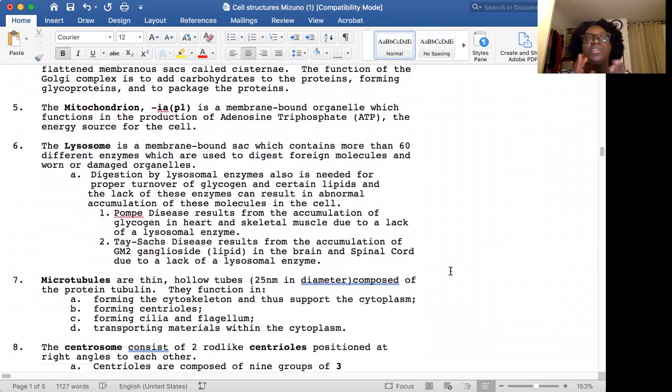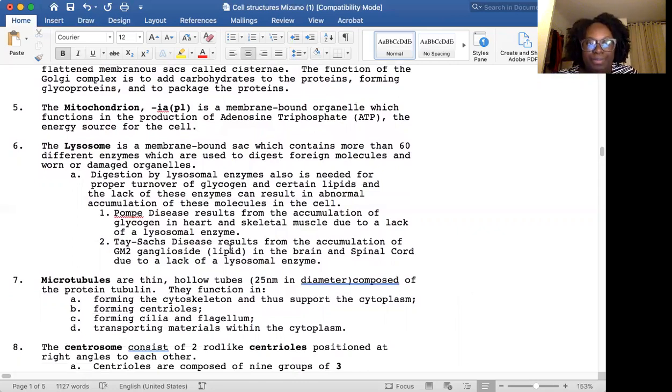Okay, lysosome. I've learned in the past that the lysosome has digestive enzymes that break things down, and it's basically the cleaning center of the cell. If you think about your mom and pop shop, you take your dirty clothes to the dry cleaners and they clean it for you, and that's the image that I have of the lysosome. They're a membrane-bound sac that contains 60 different types of enzymes. That's very important to know. That's a lot of different variations of enzymes.